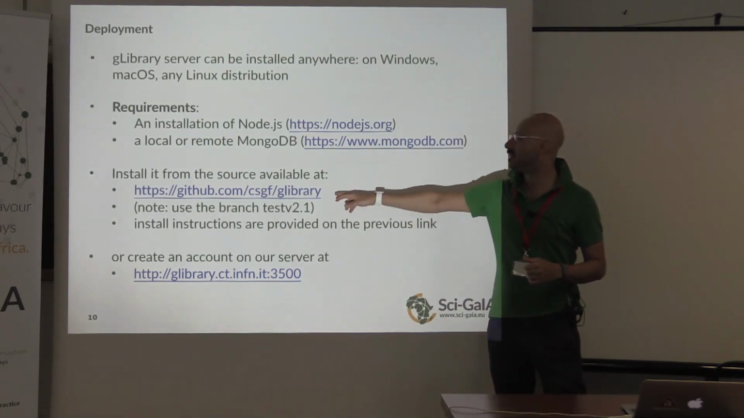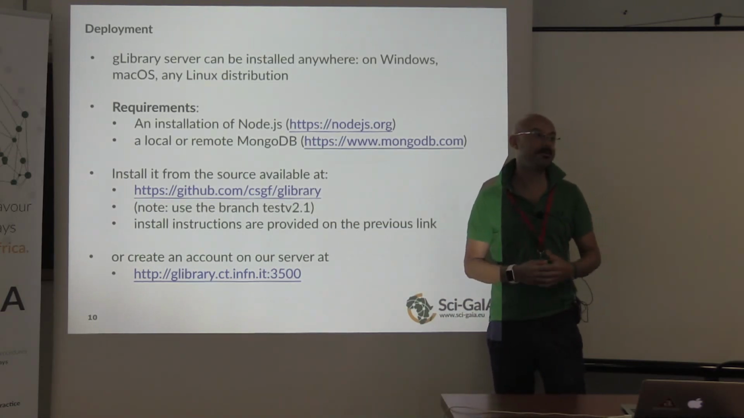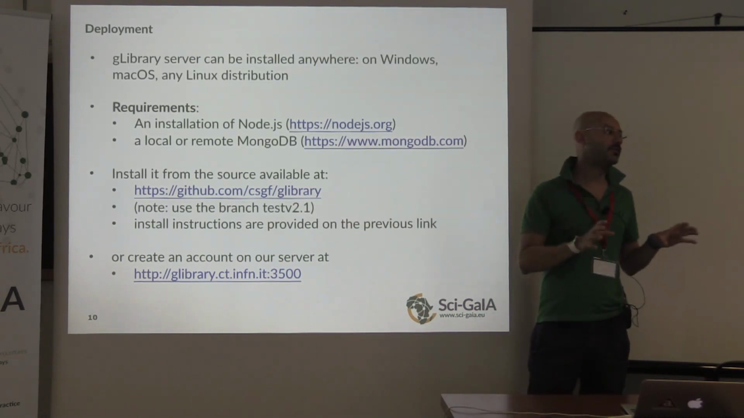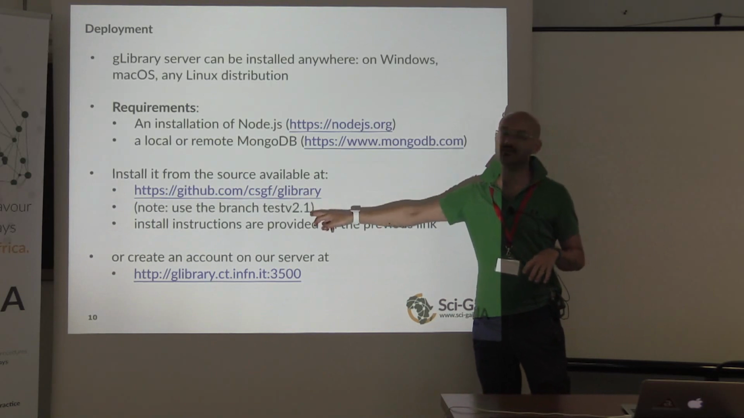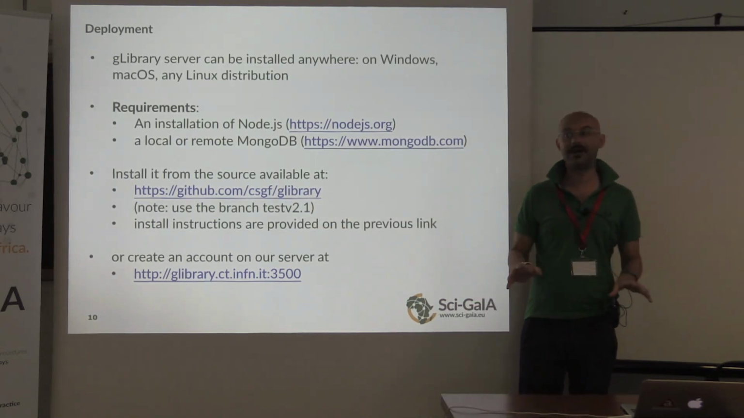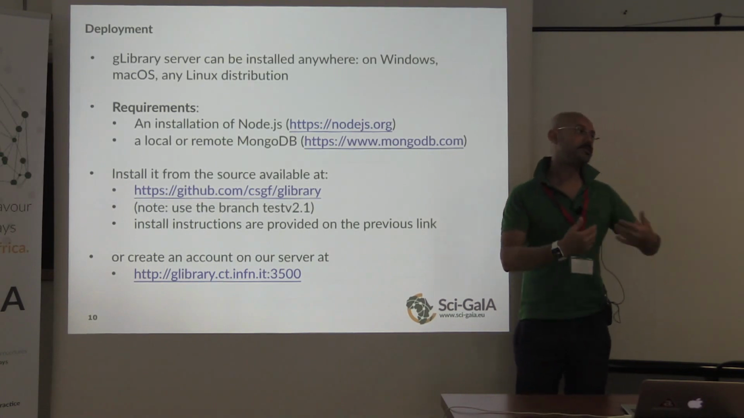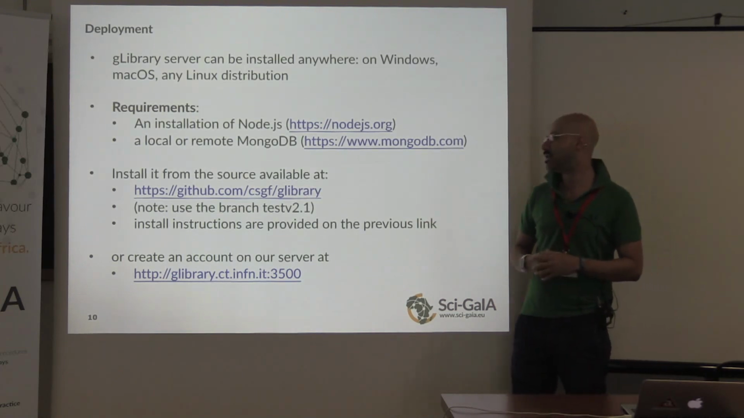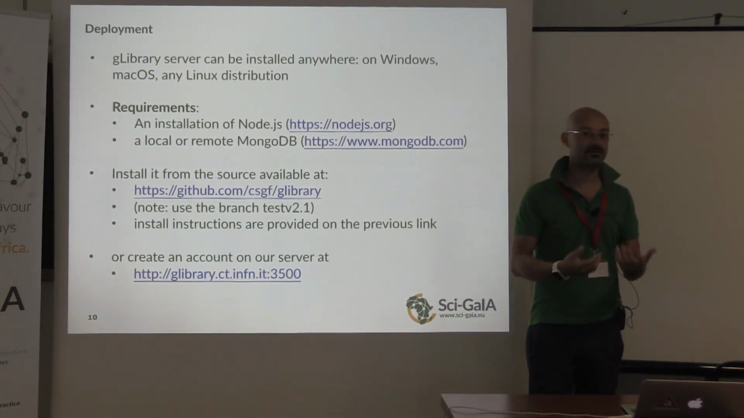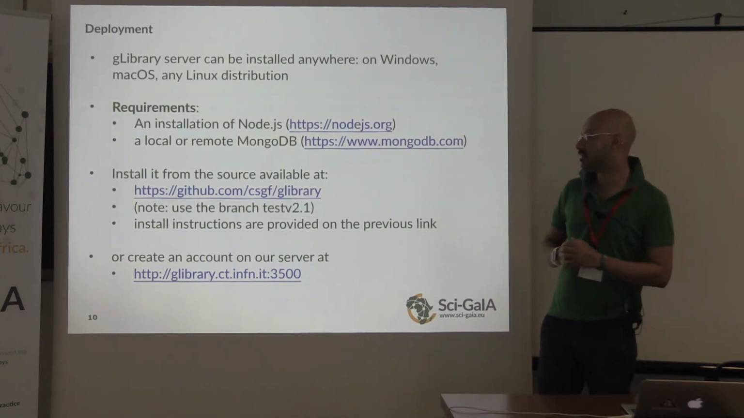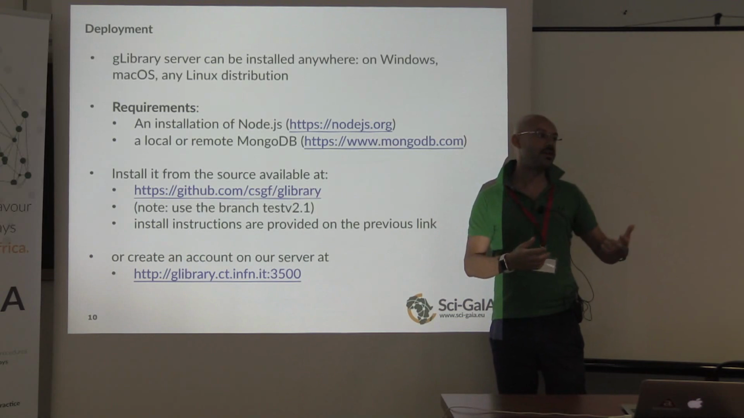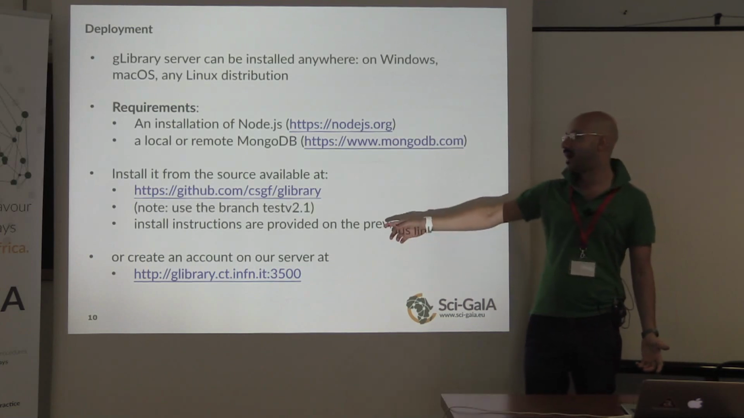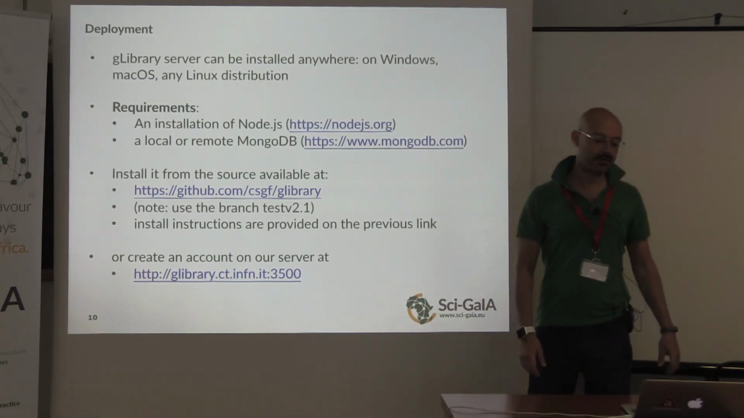All the source code is available on GitHub. It's open source. If you want to install GLibrary on your own server, please use branch test v2.1. We are still in a beta test phase, so commits are going in every day. All this information can also be found on the provided link, and it's quite easy. It can be installed in 10 minutes. Or if you want to give GLibrary a try, you can use our local installation in Catania at that address on port 3500.